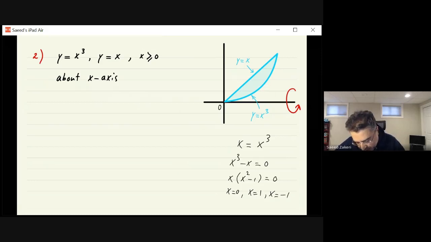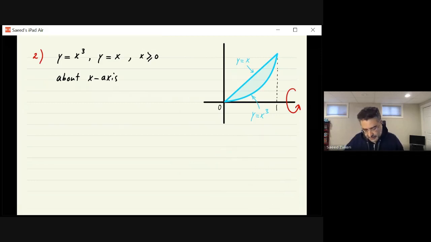So I already know that this thing right here is x equals 1. Okay? So again, this is very simple. You can figure it out, or you can just guess, because what is that x value which is equal to x cubed? I mean, that's 1.